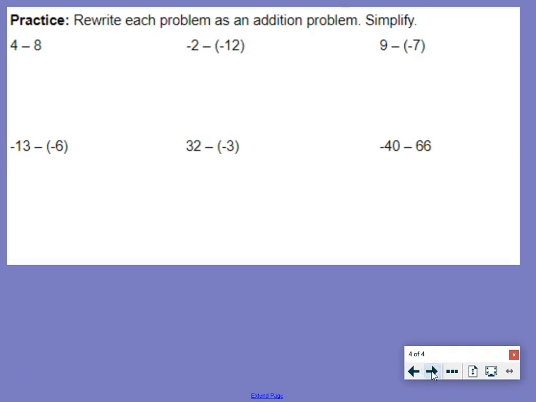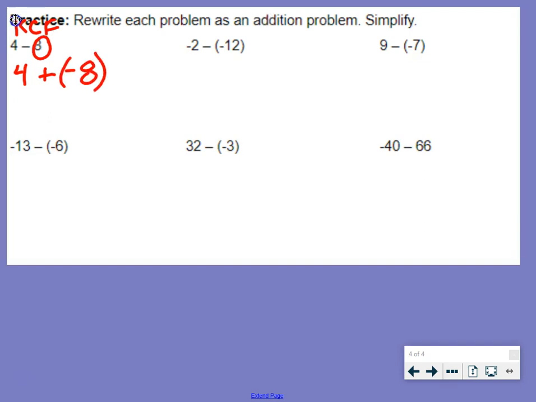Alright, last piece is just some practice. Let's practice that. Now, you can draw pictures if you need, or you can not draw pictures if you don't need. But I'm going to go through a couple with you here. We have 4 minus 8. So remember, keep, change, flip. We're going to keep that 4. Change the subtraction sign to plus. Flip the +8 to -8.